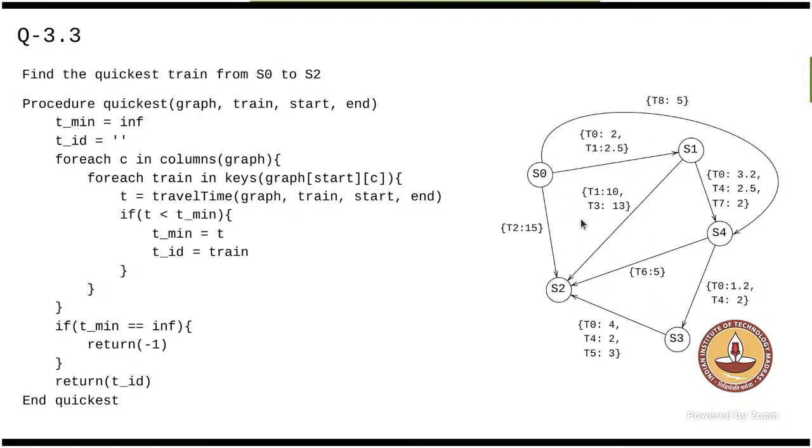Okay, is this clear? Was this too fast? No. If the train is not going to S2, then we will return -1. If the train is going, then we will return the train ID. Correct. The train ID which will have the minimum transit time from S0 to S2. Okay. Is there anyone who has a problem with this question? Okay. So I'm assuming you are okay.